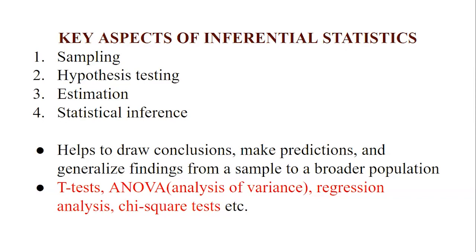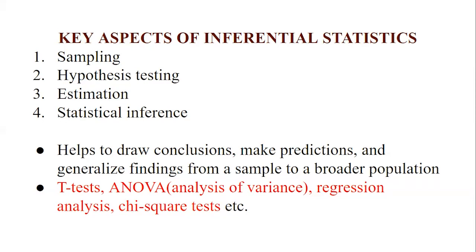Then next is hypothesis testing. So inferential statistics includes various techniques for testing hypotheses or making predictions about the population parameters such as means or proportions or correlations, etc. And it is based on the characteristics observed in the sample. So it basically includes various techniques for testing hypotheses. Next is estimation. It involves estimating population parameters such as means or proportions based on sample statistics.